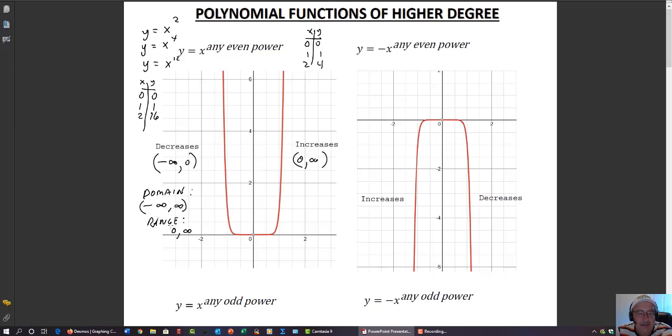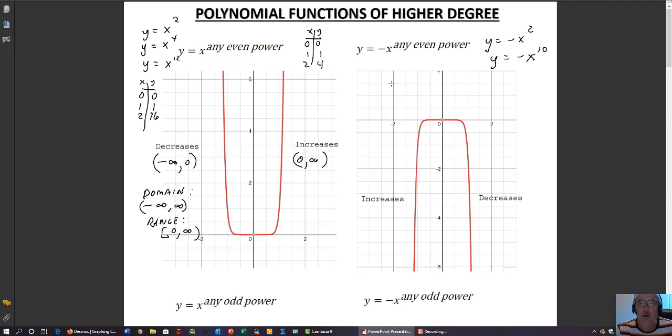And remember, this includes 0. So on this one, you would have to put a bracket on 0 and then close it to there. All right, so notice the frowny parabola. If you just negate that, and it's still an even power, so if you wanted to put some examples here, you could put y equals negative x squared, y equals negative x to the 10th, and so on and so forth.